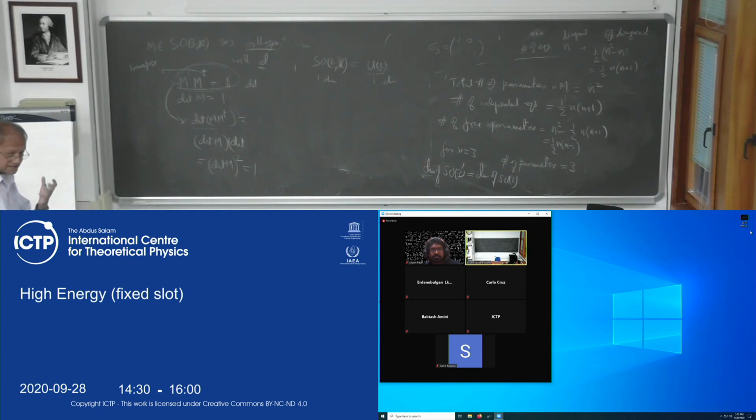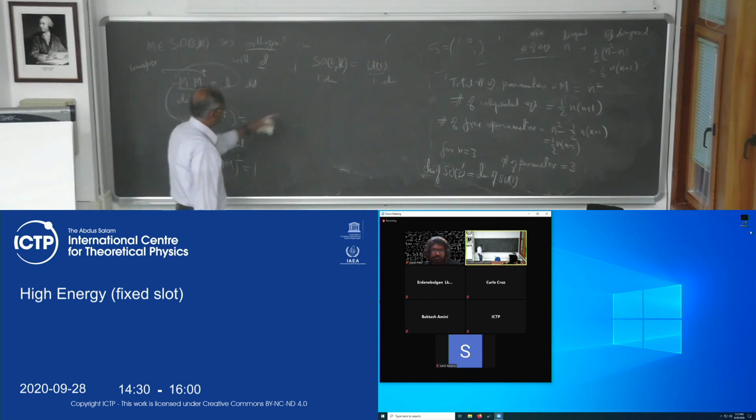In fact, it's a linear transformation also, right? Because if M acting on v1 goes to v1 prime, and M acting on v2 gives you v2 prime, then M acting on v1 plus v2 gives you v1 prime plus v2 prime. So it's a linear action.